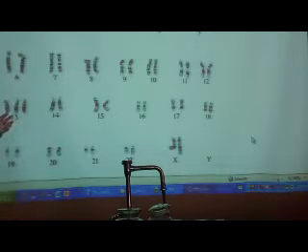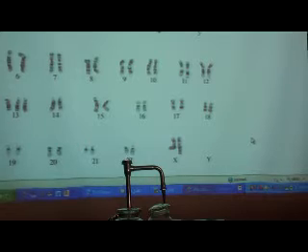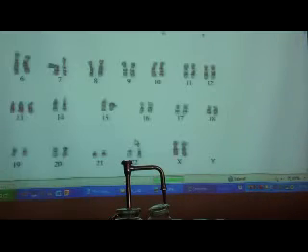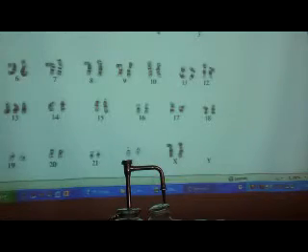Trisomy 13. Check the 13 location. Okay, has 3 chromosomes. Boy or girl? You should see it's a girl. Let me see if some of these other ones are boys. That's another girl. No, that's another girl too.